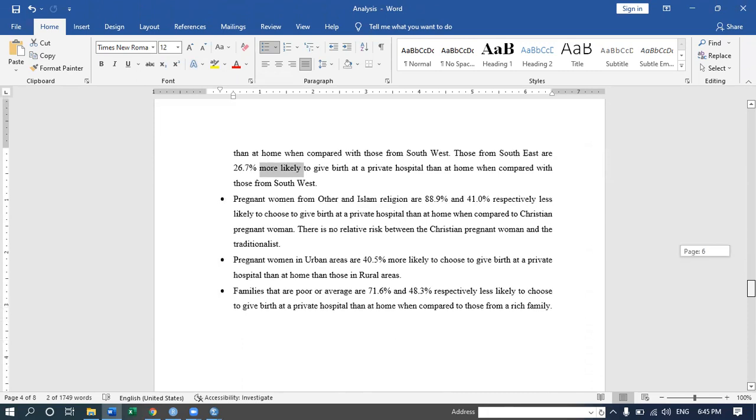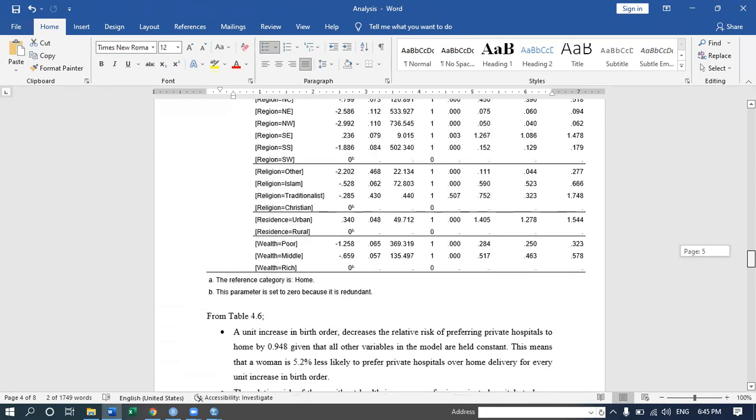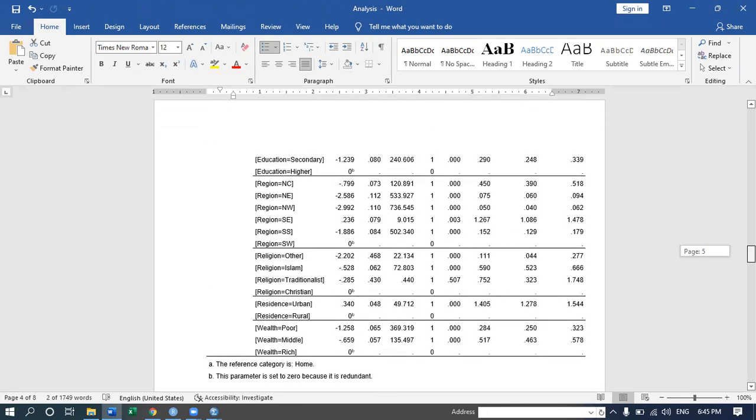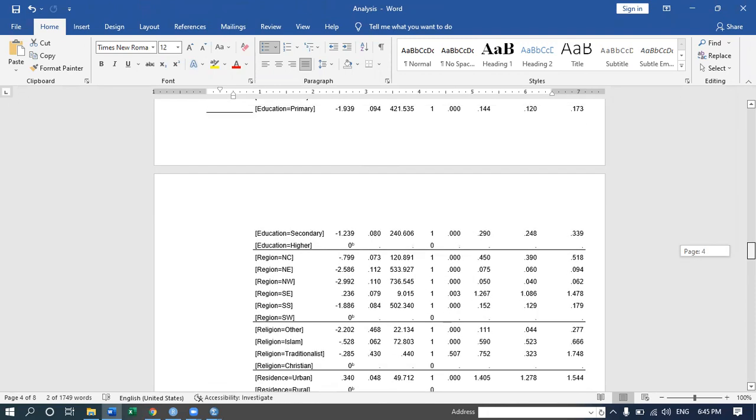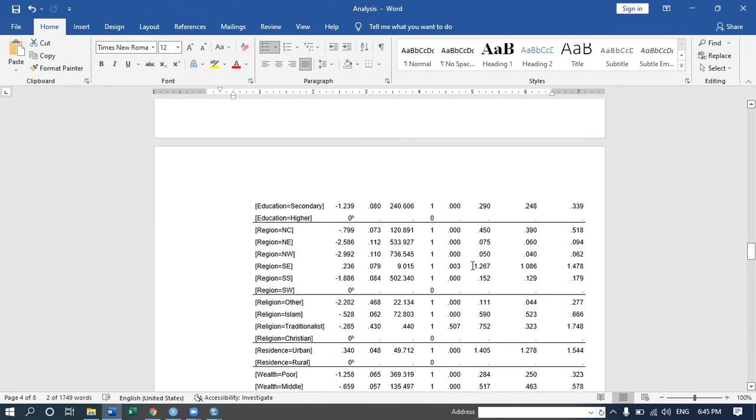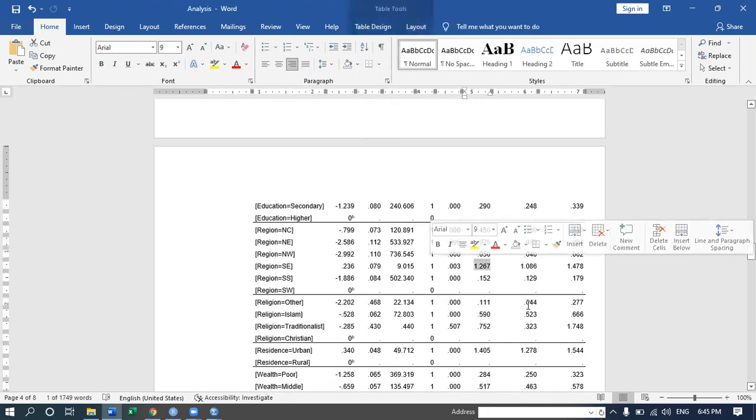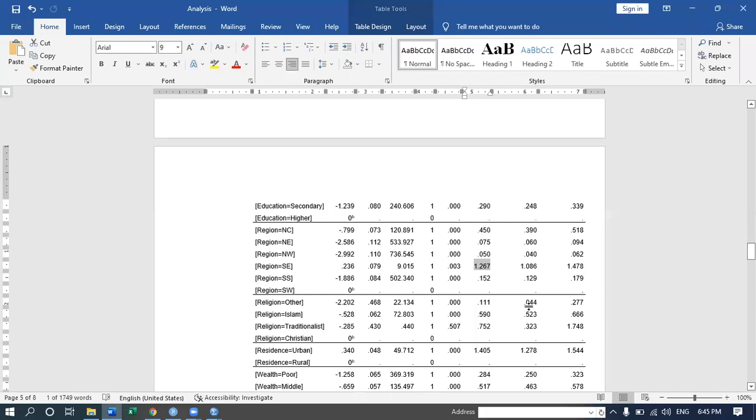Southeast, what's the percentage? 26 point. Okay, look at it. You subtract 1 from it. So when you subtract 1 from it, you get 0.267. Then multiply by 100 to get 26.7%. So that's how I got it. When you're talking about less likely, you subtract the value from 1. When you're talking about more likely, you subtract 1 from the value. Very simple. Then you multiply by 100.